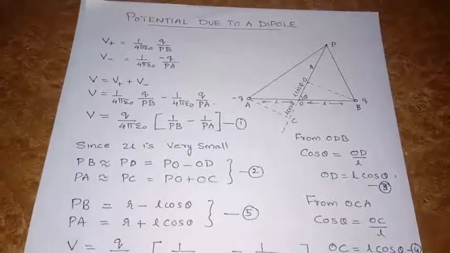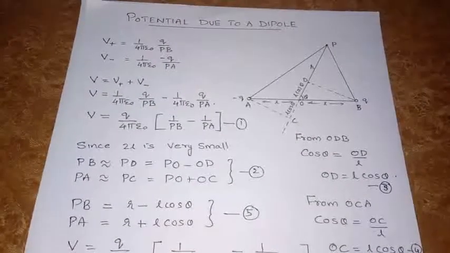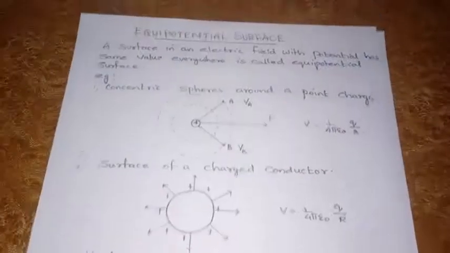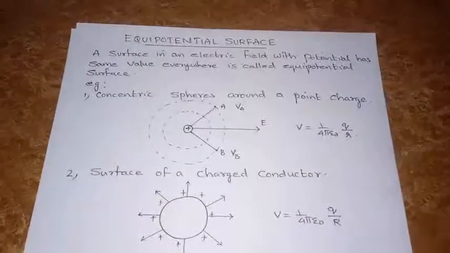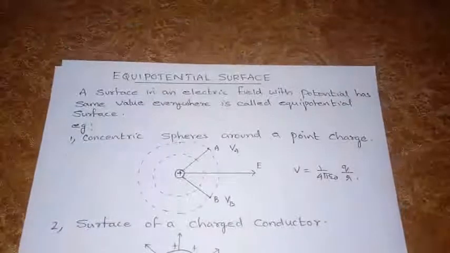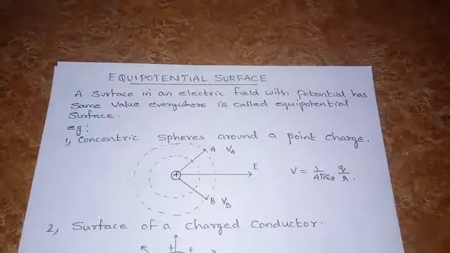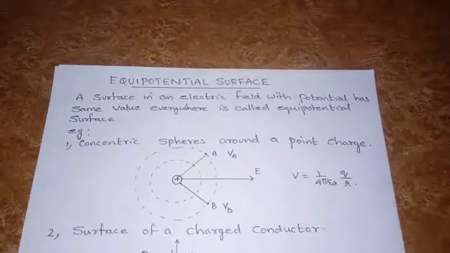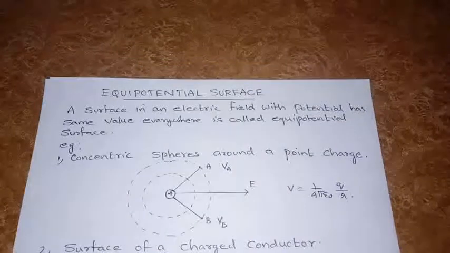Now we are going to study equipotential surfaces. What is meant by equipotential surface? The name itself indicates: if the electric potential has the same value everywhere on a surface, that particular surface is called an equipotential surface.